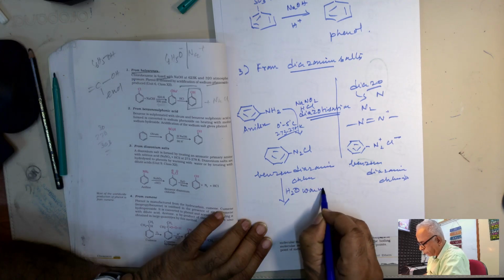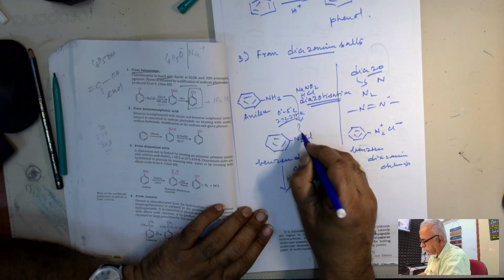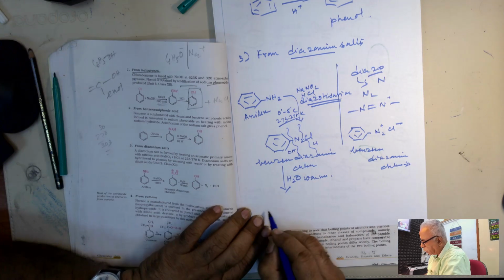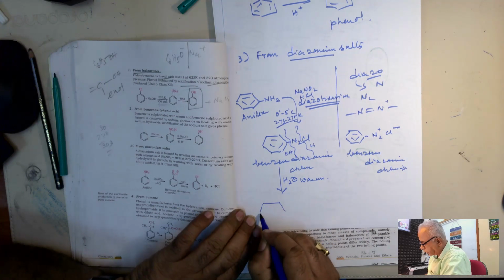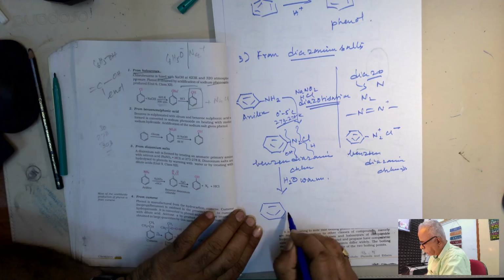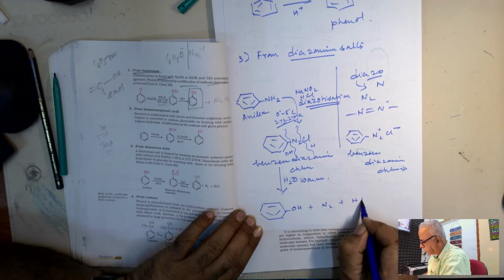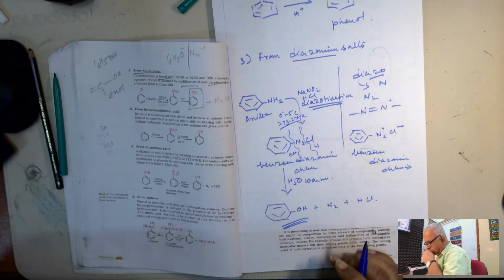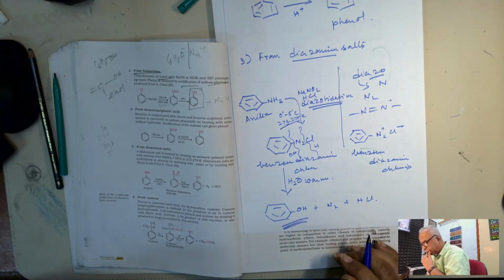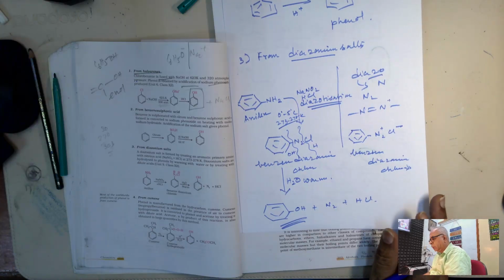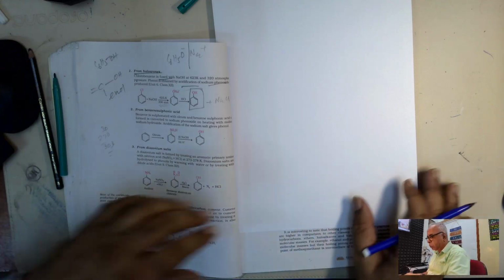warm water so that it will break. So OH and H, and it will give phenol plus nitrogen plus HCl. Okay. So this is phenol. So this is the third method of preparation of phenol.